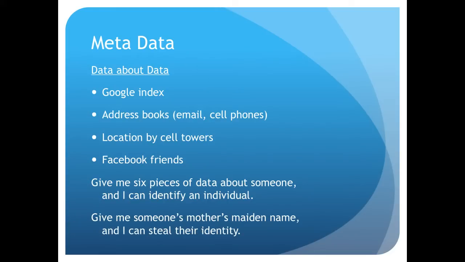Give me someone's mother's maiden name, and I can steal their identity. So, data about data is really useful for finding people. It's also really useful for finding information about people's characteristics, movements, etc. So, again, 2 sides to it. Your own personal information is out there, and if you're looking for information about somebody else, there's information out there. So data about data can be as useful as the data itself, and data about data, that is the metadata, is often forgotten about by people.